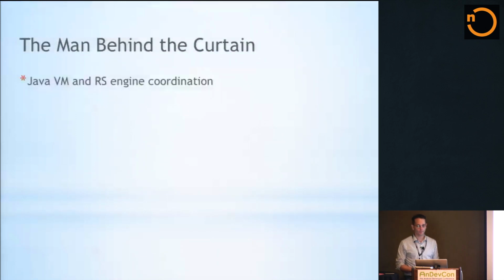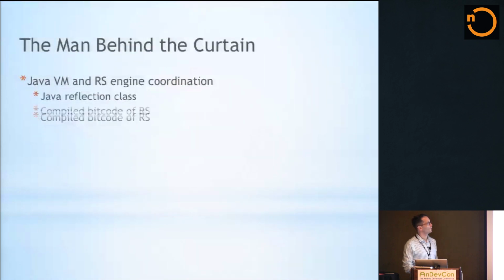All right, so what I call the man behind the curtain. So we talked about it before. The Java virtual machine and RS engine, they coordinate with each other, with the virtual machine being the master and the RenderScript being the slave. So Java reflection classes, and basically it gets compiled into what's called Bitcode for RenderScript.